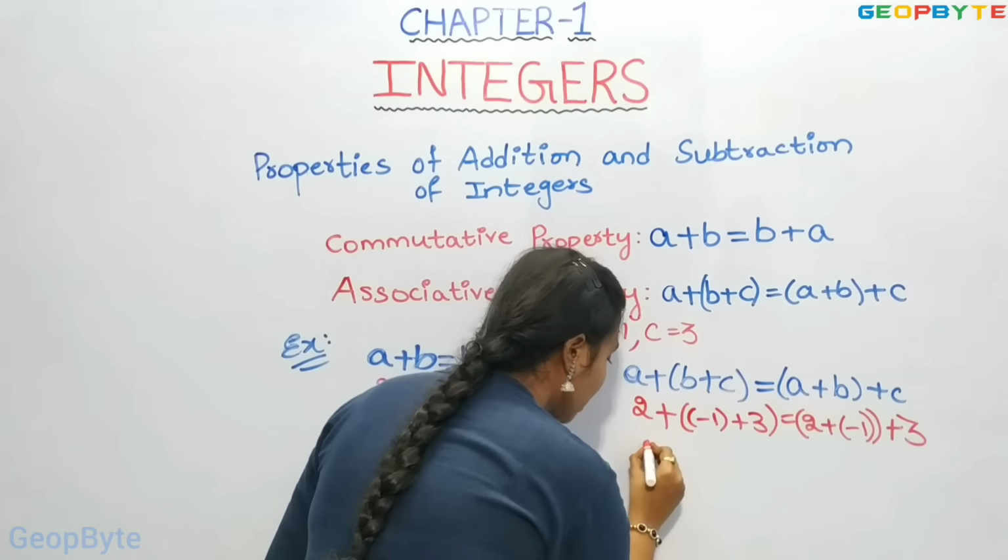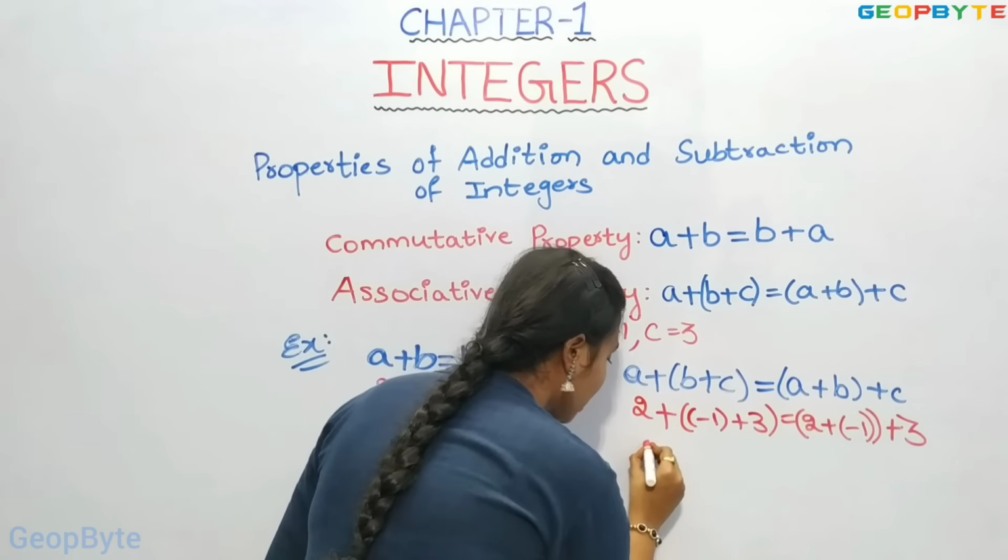We have solved this step. Now, let us further solve. 2 plus, as I said, if a minus and a plus is there, we need to subtract. 3 minus 1 is 2. As I said, the symbol for the greater number should be considered. So, 3 has plus and 1 has minus. So, we got the answer 2.